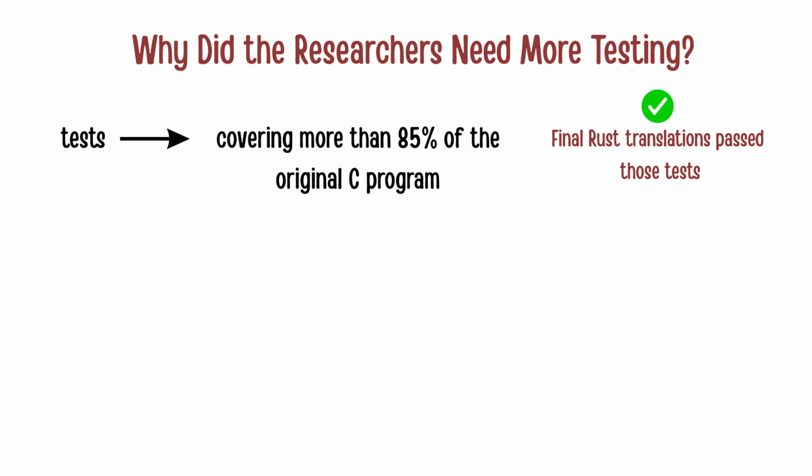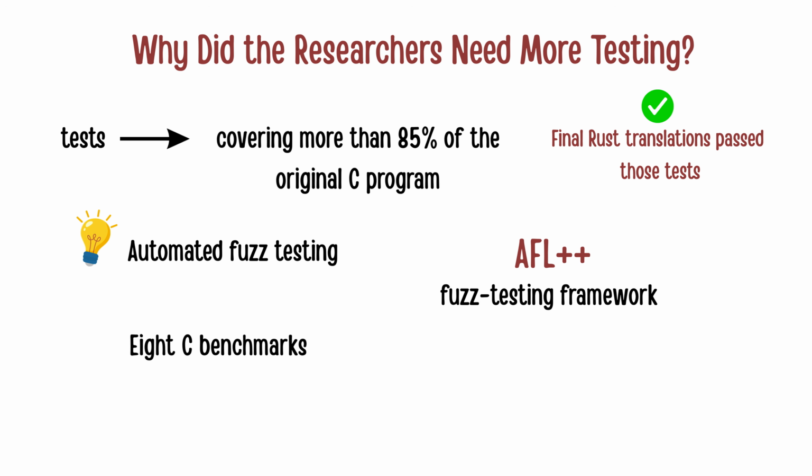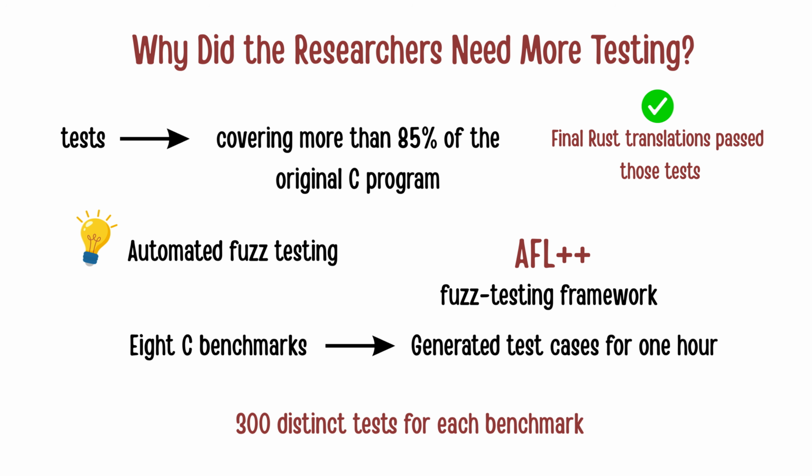So the researchers decided to perform an additional experiment. Instead of relying on human-written tests, they used automated fuzz testing. The researchers used AFL++, a popular fuzz testing framework. For each of the 8 C benchmarks, AFL++ generated test cases for 1 hour. The researchers then sampled up to 300 distinct tests for each benchmark.